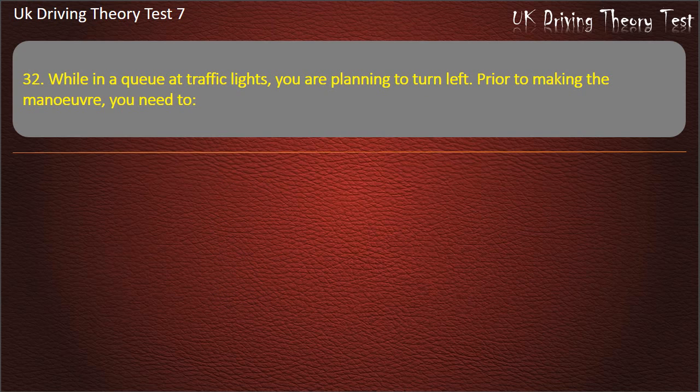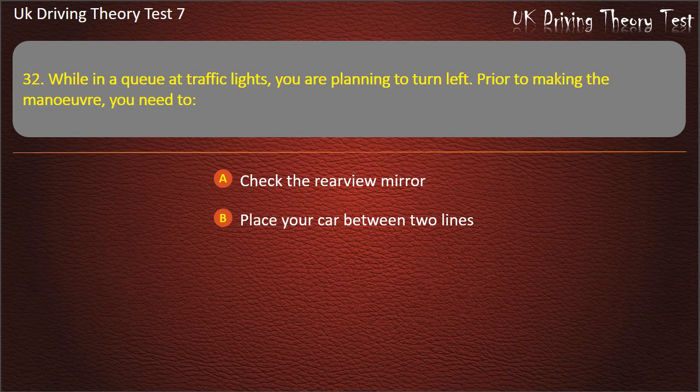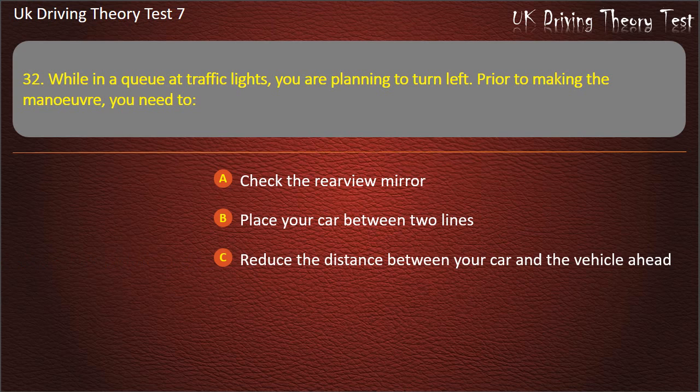Question 32. While at acute traffic lights, you are planning to turn left. Prior to making the maneuver, you need to check the rear view mirror. Place your car between two lines. Reduce the distance between your car and the vehicle ahead. See if there are any cyclists on the left. Answer. See if there are any cyclists on the left.